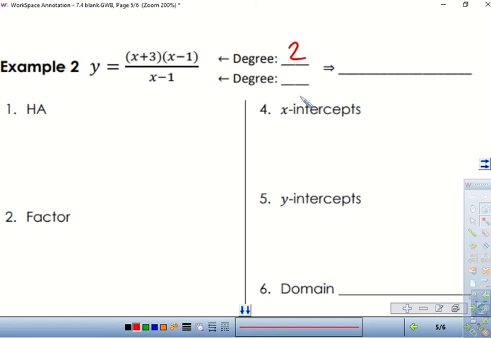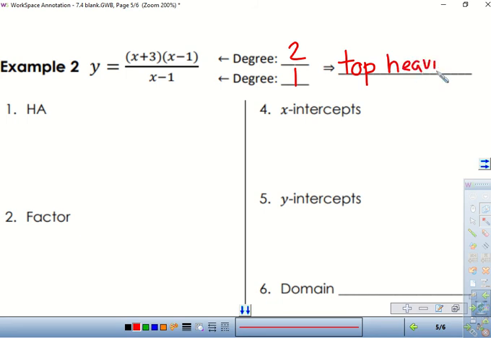Now, as for the denominator, what's the degree of the denominator? 1. It's just 1. So in this case, which classification would this one be? The degree on the top is bigger than the degree on the bottom, right? So it's top heavy, right? So this is a top heavy degree.